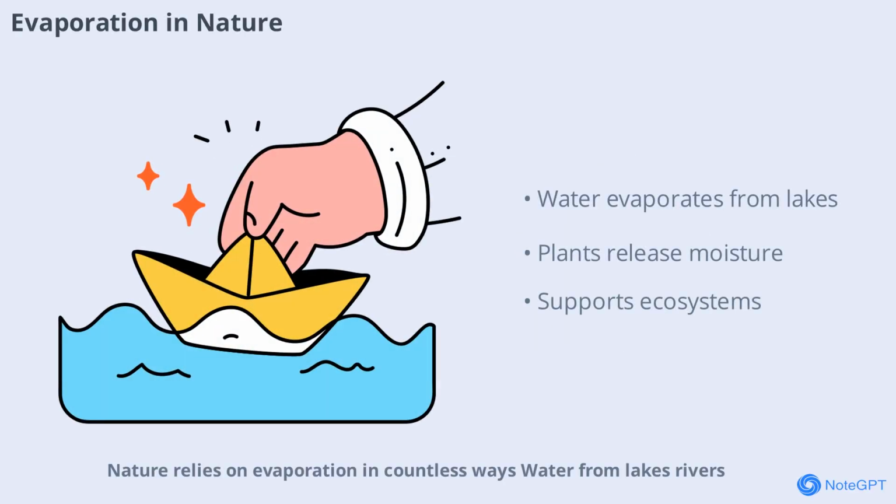Nature relies on evaporation in countless ways. Water from lakes, rivers, and oceans constantly evaporates, helping to regulate temperature and humidity. Plants also contribute through a process called transpiration, where water evaporates from their leaves. This not only cools the plant but also adds moisture to the air, supporting the local ecosystem. Evaporation is a silent but essential force in the natural world.